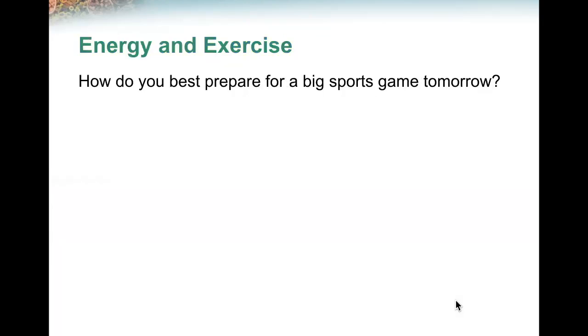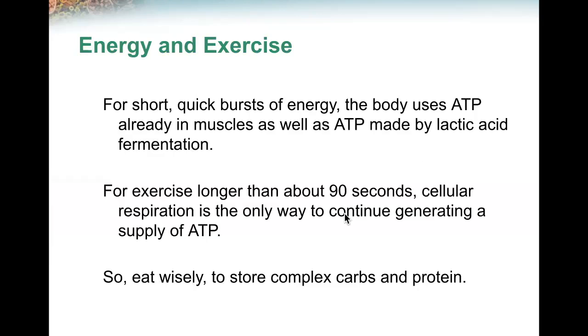How do you best prepare for a big sports game tomorrow? For short, quick bursts of energy, the body uses ATP already in the muscles, as well as ATP made by lactic acid fermentation. For exercise longer than 90 seconds, cellular respiration is the only way to continue generating a supply of ATP. So, eat wisely to store complex carbs and protein.